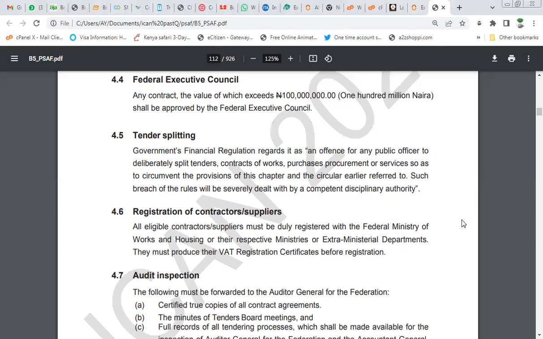Or you have a contract of 50 million, but you know that you don't have the right or the capacity to award a contract above 20 million. You now deliberately split that particular contract into sections, and you are now awarding 20, 20, 10. That is a criminal offense.